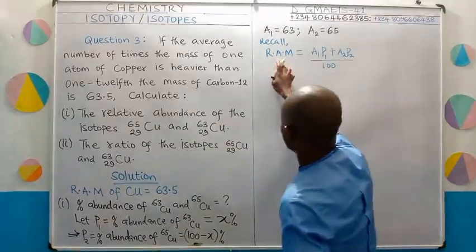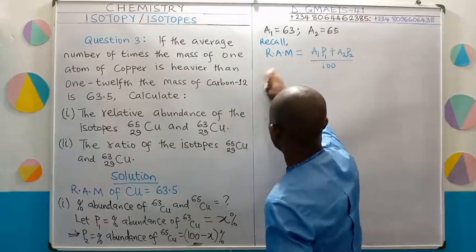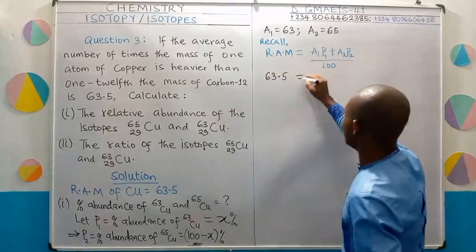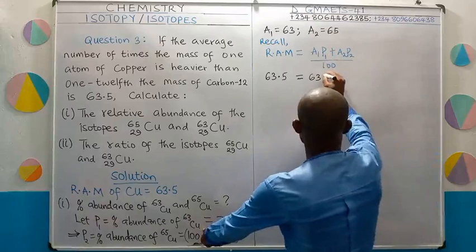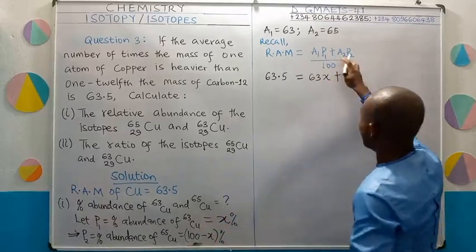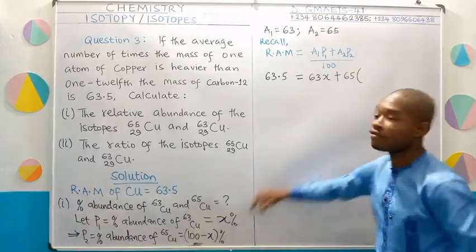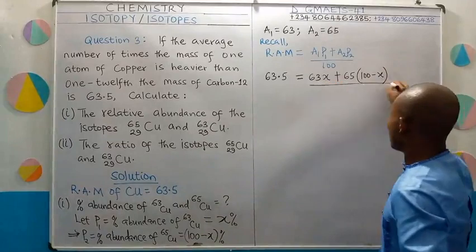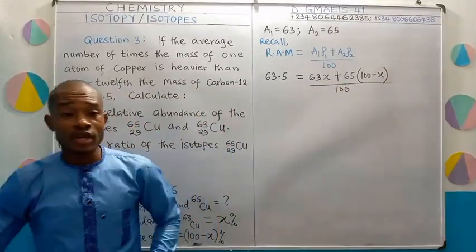If I substitute, relative atomic mass of copper given to us is 63.5, and that will be equal to A1 is 63 multiplied by P1, percentage abundance of copper 63, which is X. Then plus A2 is 65 times P2, percentage abundance of copper 65, 100 minus X. We shall divide all these by 100. Now let's simplify this and see what we are going to get.